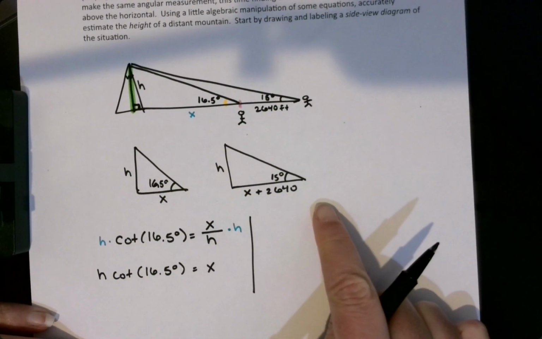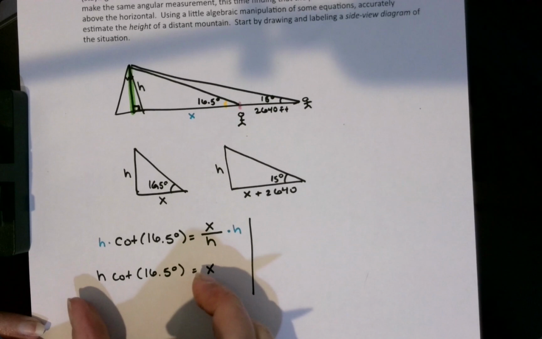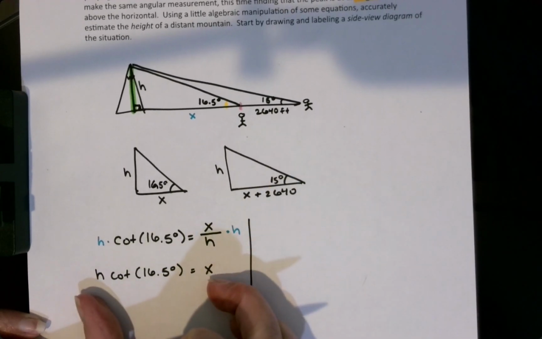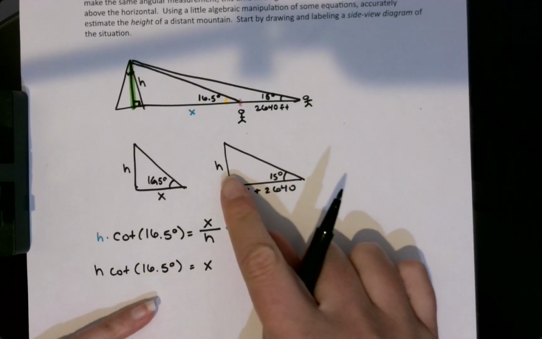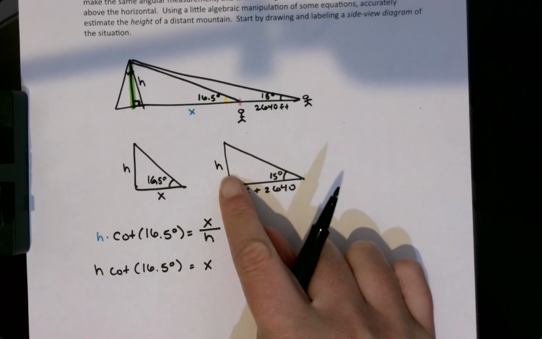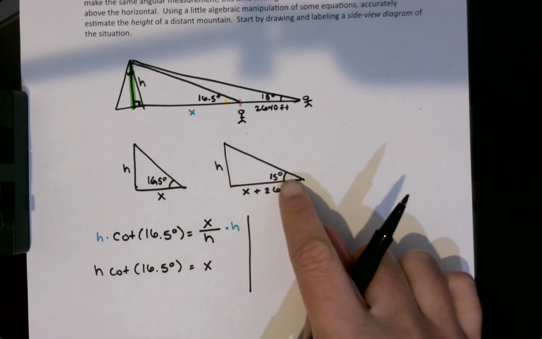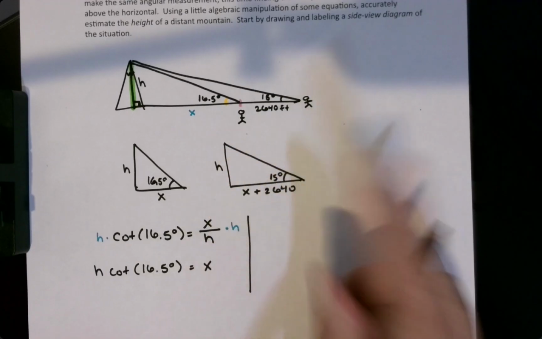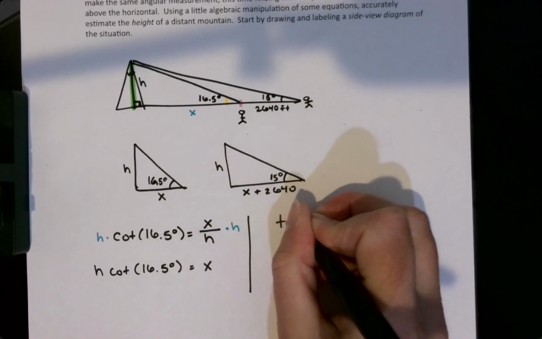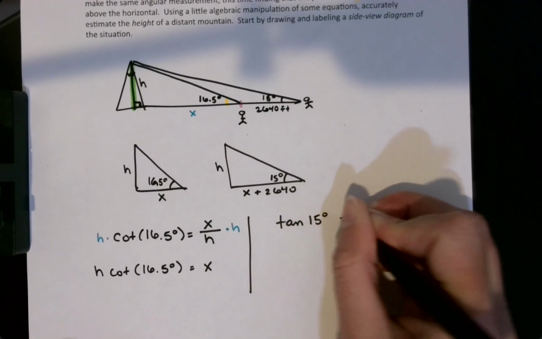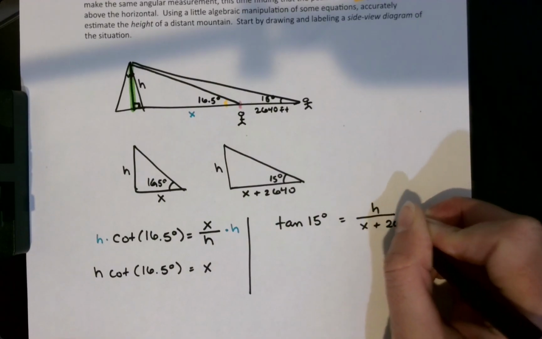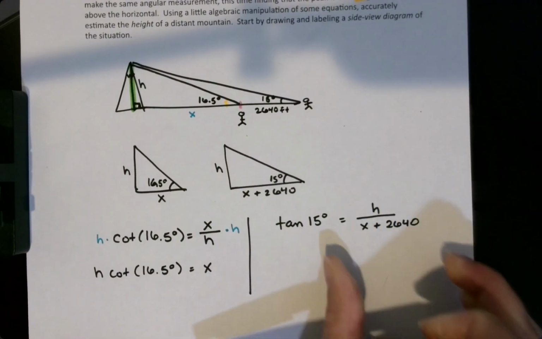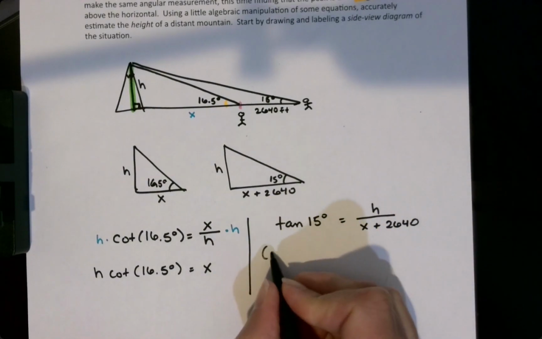In this diagram, h really is the thing I'm going to try to solve for because I'm hoping to take this and plug it in for x in that equation, therefore eliminating x, getting an equation that only has h's in it. So let's keep our h on the top here. So I'm going to use the tangent function, not the cotangent. So I've got my opposite over my adjacent. So the tangent of 15 degrees is equal to h over x plus 2,640. I am going to multiply that over to the other side.